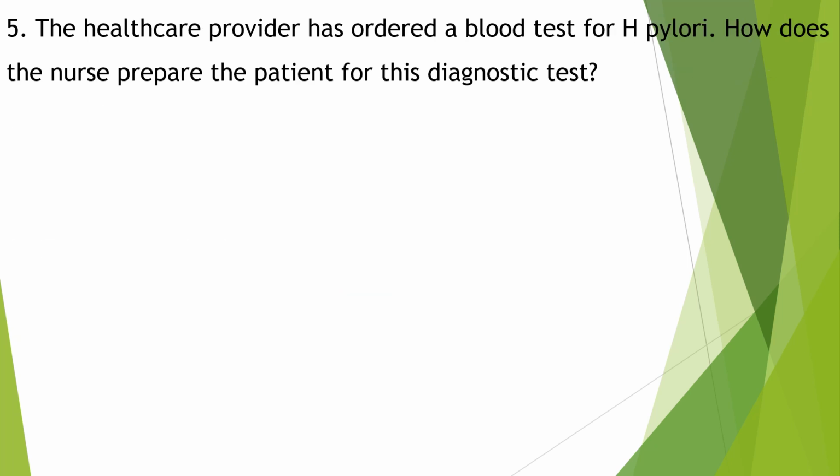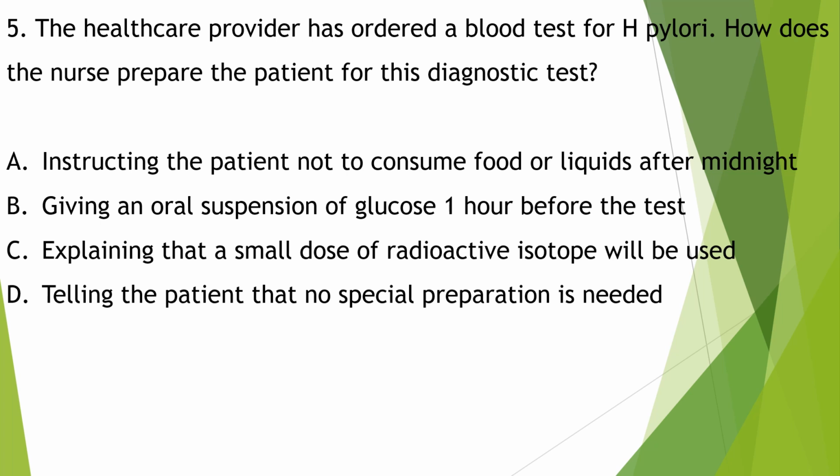The healthcare provider has ordered a blood test for H. pylori. How does a nurse prepare the patient for this diagnostic test? Instructing the patient not to consume food or liquid after midnight, giving an oral suspension of glucose 1 hour before the test, explaining that a small dose of radioactive isotope will be used, telling the patient that no special preparation is needed. No special preparation is needed for the blood test for H. pylori.